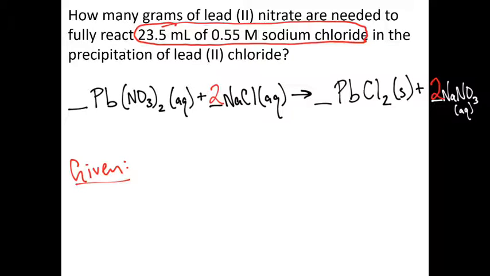So the given information here is 23.5 milliliters of 0.55 molar NaCl. That's the only quantities they give me here. Oh, look, they give me a volume and a molarity. So that really helps me figure out where I'm starting on this mole map thing. It's a volume and a molarity.